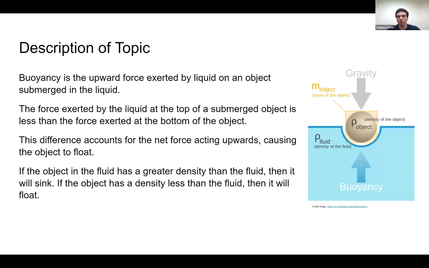Now, a note on the flotation of an object: if the object in the fluid has a greater density than the fluid, then it will sink. If the object has a density less than the fluid, then it will float, which is why concrete, for example, tends to sink and things like wood tend to float.